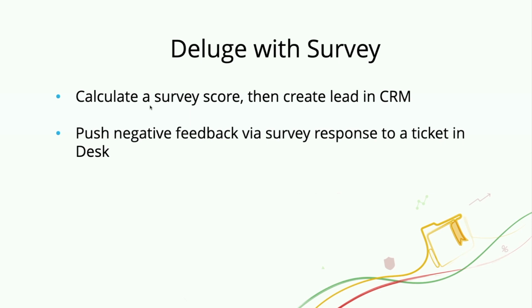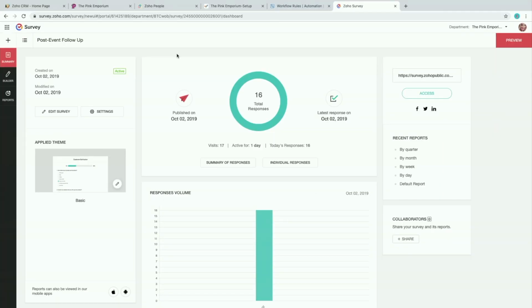That leads to the second option. You can push negative feedback via survey response to a ticket in Zoho Desk. So if they rate very low on the survey ranking and then fill out a long description, you probably want that pushed over into Desk so that your support agents can take a look at it and maybe address it. Basically, as soon as this survey goes to a recipient and they fill it out, it's pushed over into the CRM. So it kind of comes full circle.